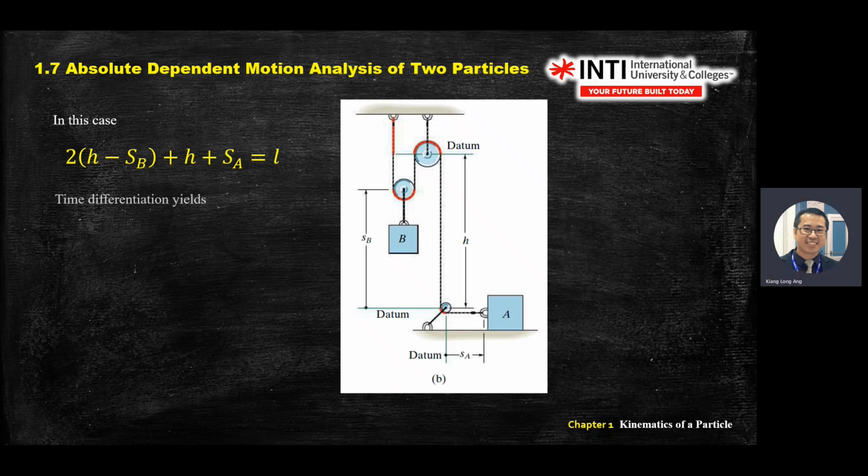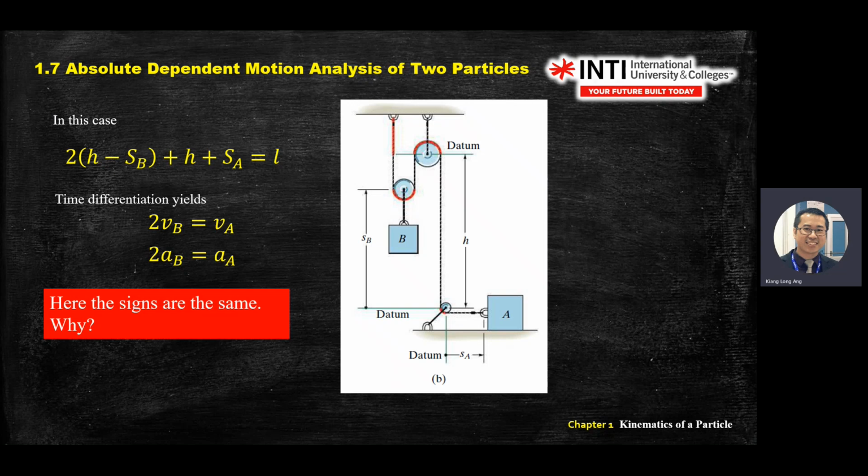You continue to do it, rearrange. You get 2 VB and VA positive. Just now you got negative. You get positive because the datum changed. Okay, you differentiate one more time, same, velocity changes to acceleration. Okay, this one has a mark, this one has a mark. So you should be able to answer why the sign is the same, meaning positive. You should be able to answer.